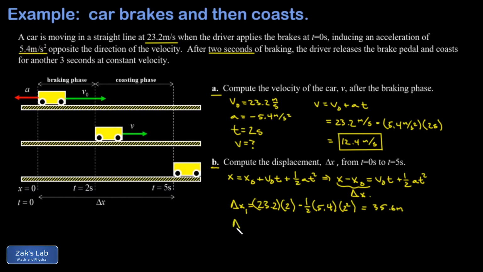And then I look at delta x2, that's the displacement during the coasting phase. And in that phase, a is equal to 0, so the acceleration term vanishes. And I simply get v naught times t, in other words, just a simple distance equals rate times time kind of thing. And the speed during the coasting phase, we already solved for that. That's 12.4 meters per second. And it goes on for 3 seconds. This gives me another 37.2 meters of displacement.